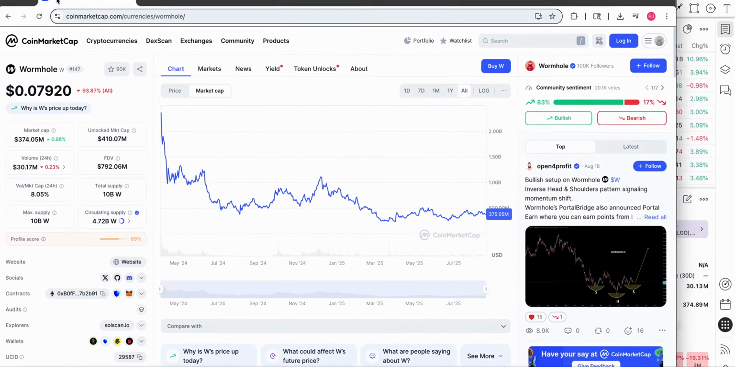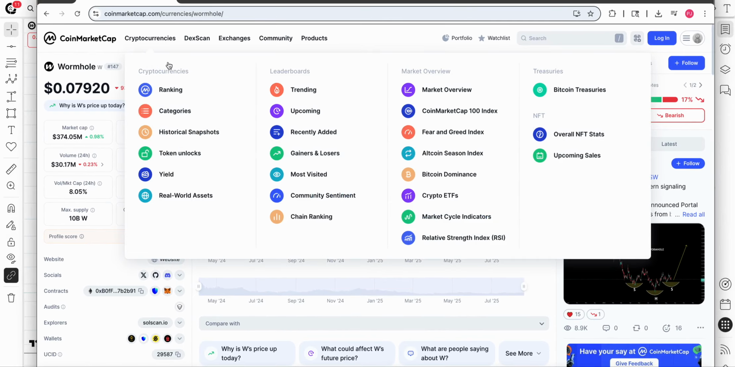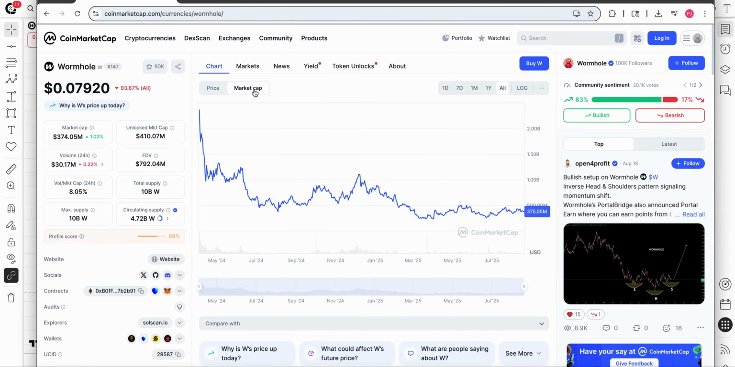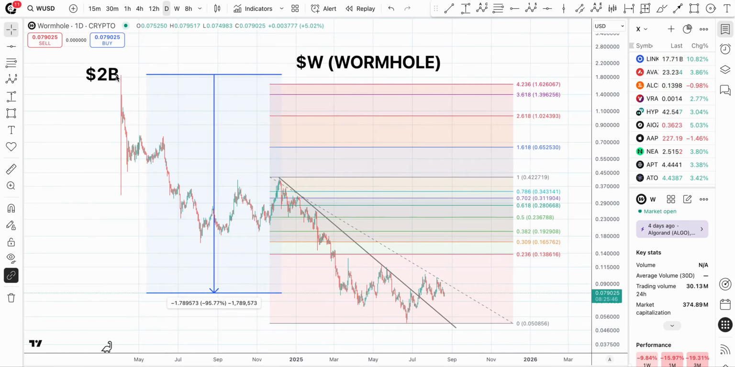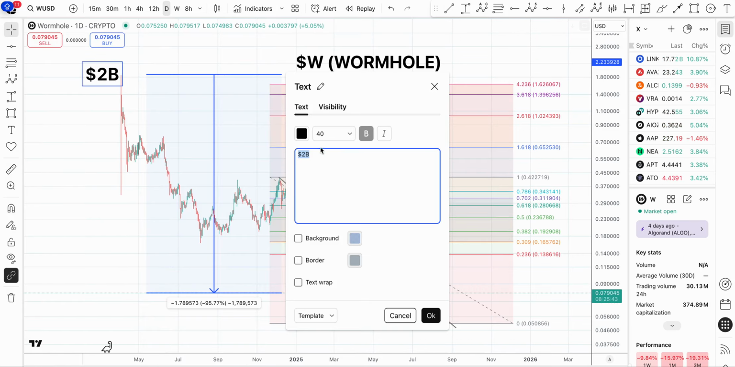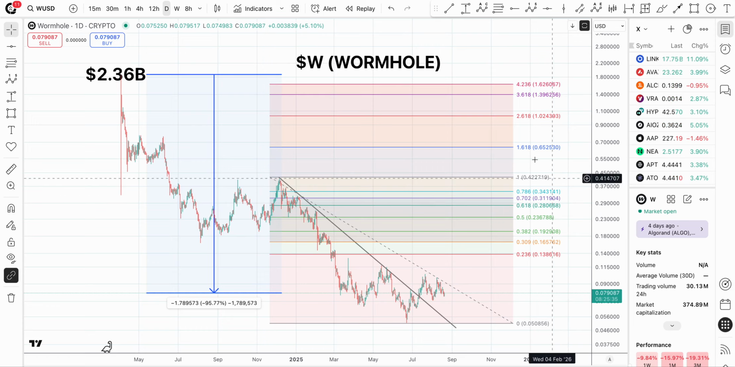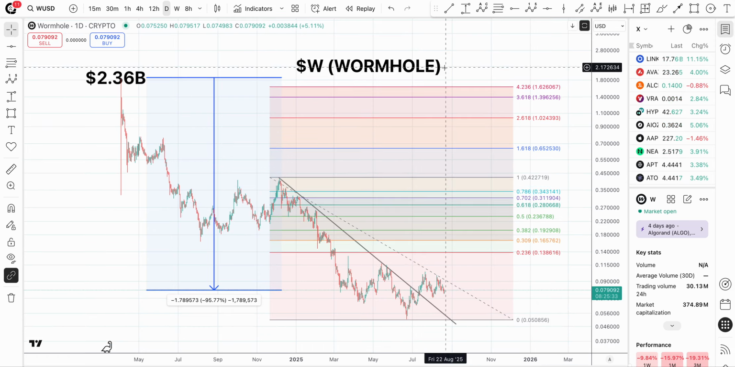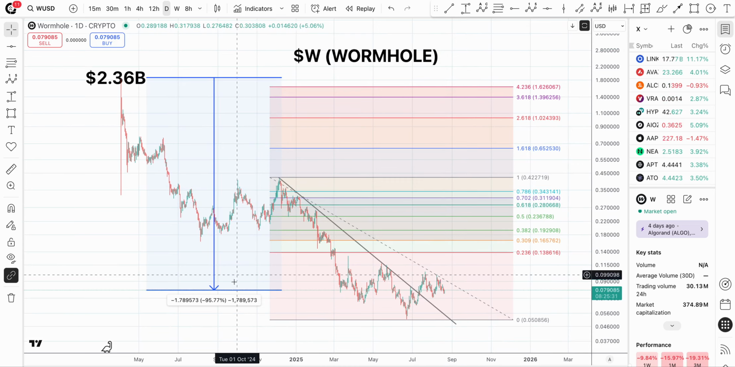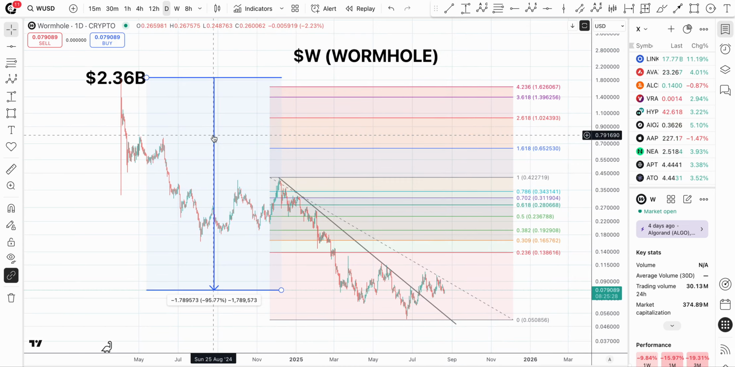So I went over to Coin Market Cap, and I went to the market cap chart here. That's where I got that 2 billion. It looks like it was actually at the peak 2.36 billion. So let me do that. That's going to come into play here in a second. I cannot find a market cap chart for Wormhole. Go figure. So TradingView is not giving it to me. Charts.cointrader.pro isn't giving it to me. So now I got to do all this shit manually.